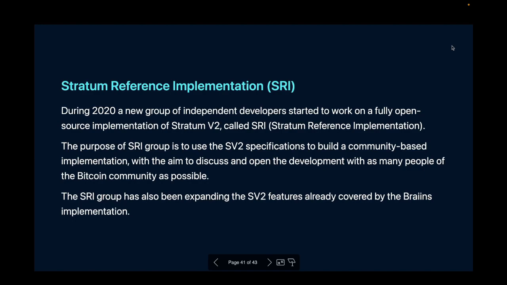Stratum Reference Implementation, or SRI. During 2020, a new group of independent developers started to work on a fully open source implementation of Stratum V2 called SRI. The purpose of the SRI group is to use the Stratum V2 specifications to build a community-based implementation with the aim to discuss and open the development with as many people in the Bitcoin community as possible. The SRI group has also been expanding the Stratum V2 features already covered in the Braiins implementation.